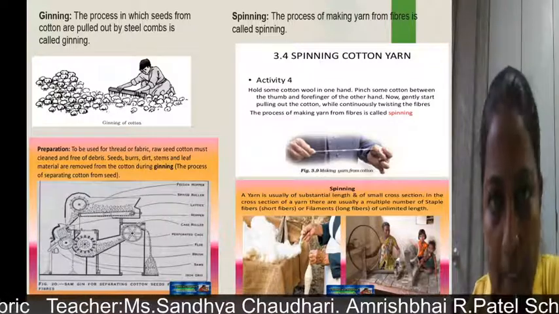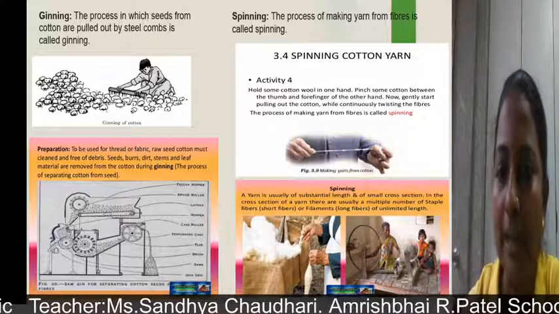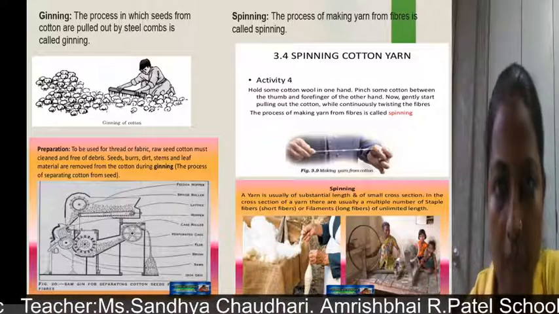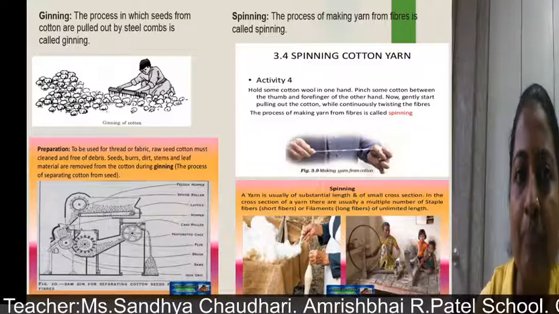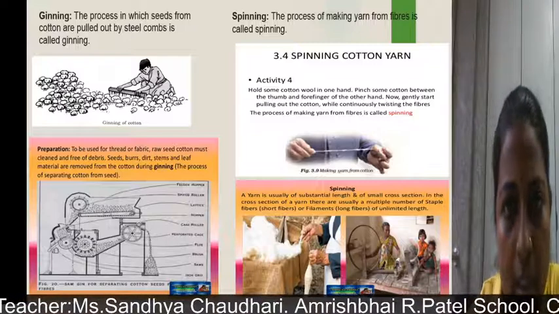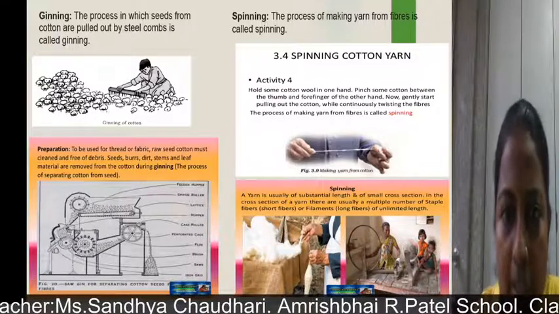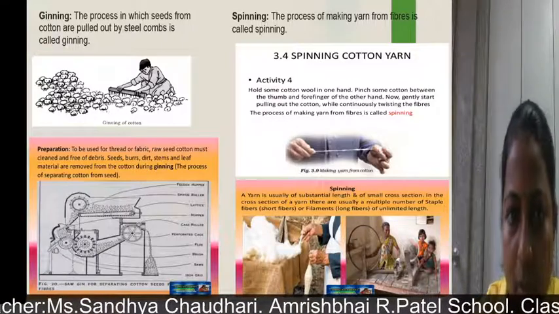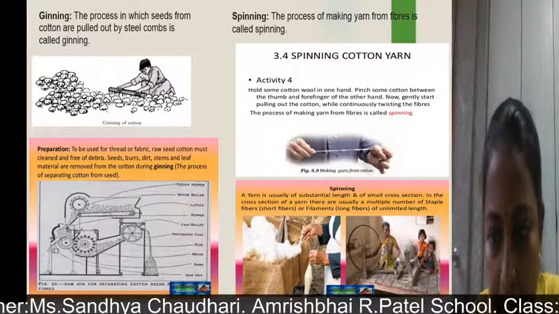Your spinning process is there. So the process of making yarn from fibers is called spinning. Means when we are making yarn from the fibers, that process is called spinning. As you can see in activity 3.4, spinning cotton yarn. So here you can see the process of making yarn from fiber. That person is twisting that from the mass of cotton wool. That process is called spinning.